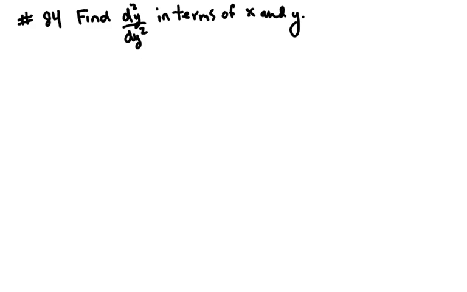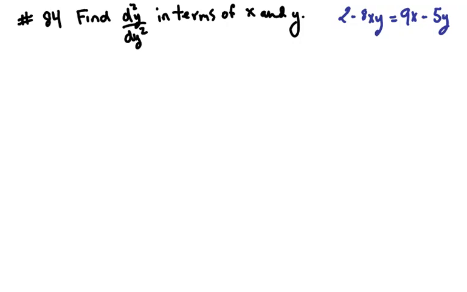Okay, in this video I'm going to go through problem number 84, which was a question that was posed by one of the students. And we're looking for the second derivative. Remember that d squared y over dx squared really means a second derivative in terms of x and y of 2 minus 8xy is equal to 9x minus 5y.